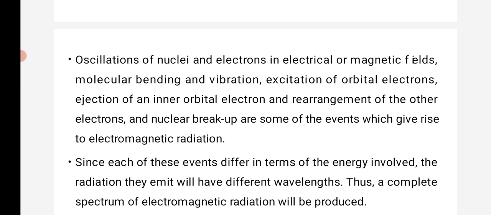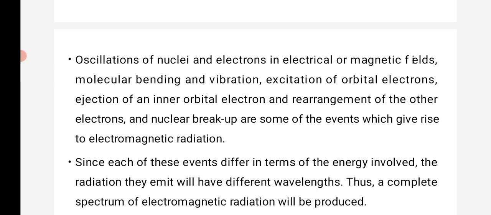In the previous slide we clearly said that the molecular, atomic or nuclear level is needed for the production of electromagnetic radiation. But not only molecules and atoms; we also need the negative charges of electrons, or a magnetic field, molecular bending and vibration, excitation of an orbital electron, ejection of an inner orbital electron, and rearrangements. All these set of things give rise to electromagnetic radiation.